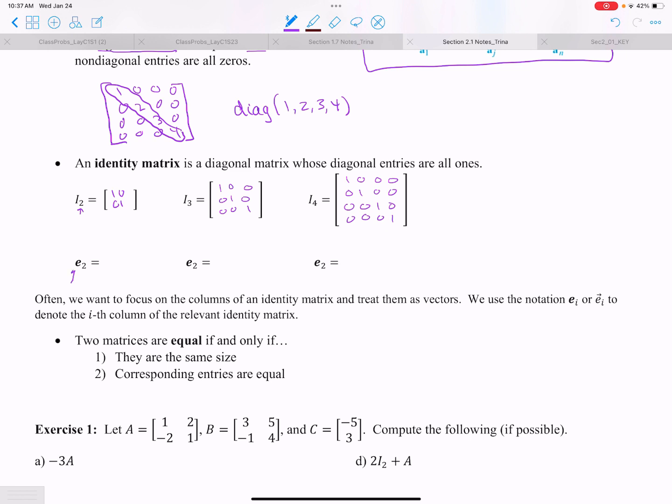When we use E, that's referring to a unit vector. So E sub 2 would be the second column. And if we do E sub 2 on this one, it would be 0, 1. The second column for I3 would be 0, 1, 0. And the second column for this one is 0, 1, 0, 0. Notice that E2 by itself doesn't tell you the size of the vector.